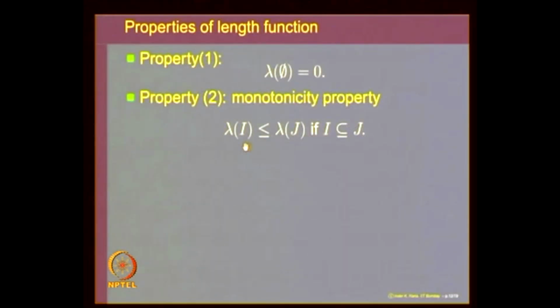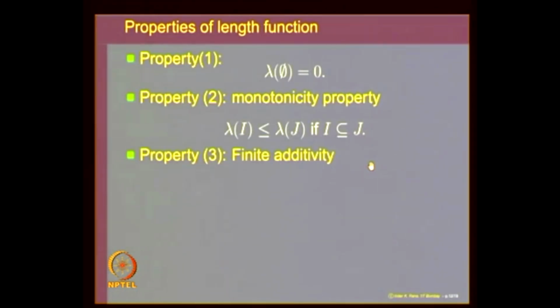So the length function lambda is monotone, namely if I is a subset of J, whenever the interval I is contained in another interval J, the length of I is less than or equal to the length of J. Next, let us look at another property called the finite additivity property. So what should the finite additivity property be?